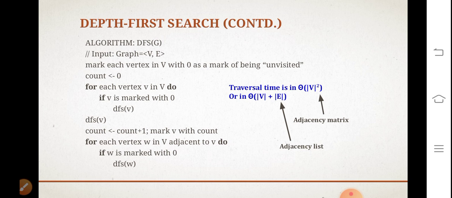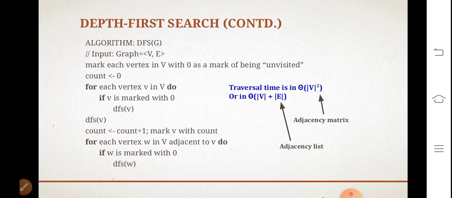Initially count will be 0, then for each vertex v in V we do some operations. If v is marked with 0, then we call the dfs method with the value v. So dfs(v) will get called. Then count becomes count plus 1, then mark v with count. Then for each vertex w in V adjacent to v, if w is marked with 0, again we call the dfs method.